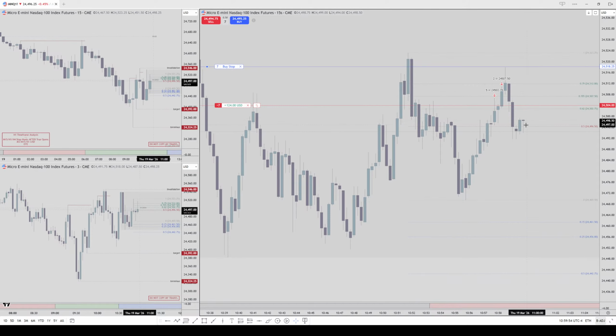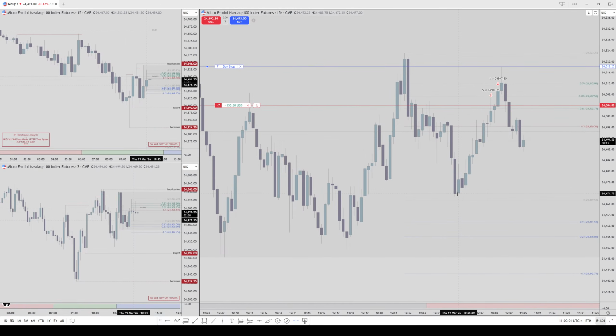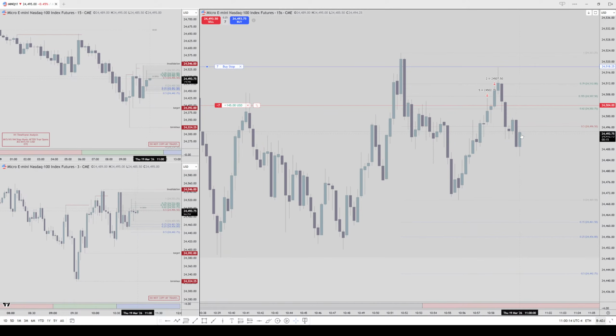I would like to see bigger down close candles as compared to this side of the market, where it was trading higher. Look at the green candles. They were smaller. So I would like to see down close candles like this, basically these two candles right here.